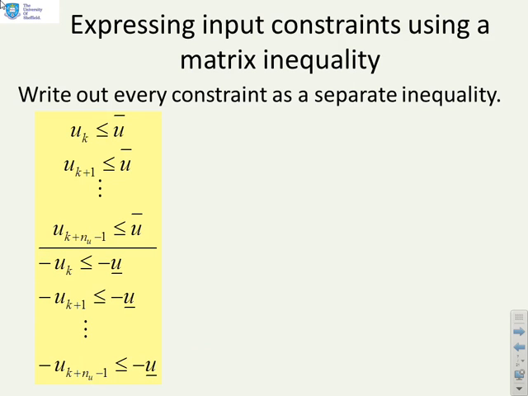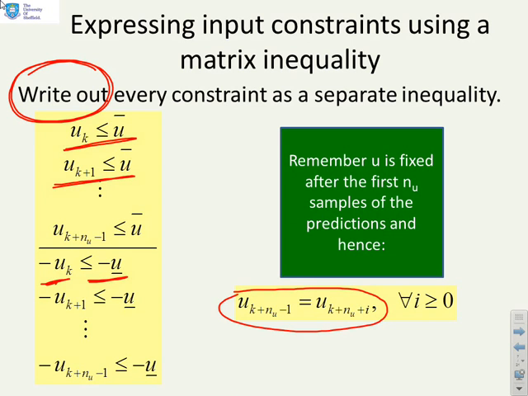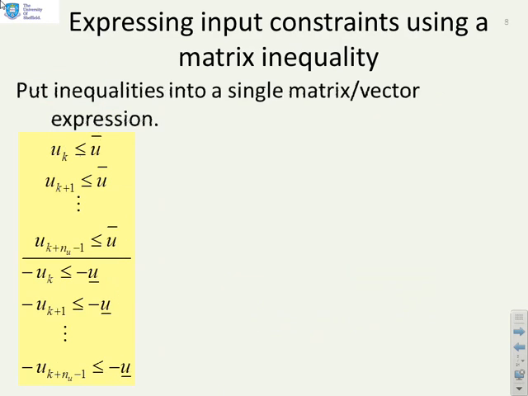What about input constraints? Well, again, the key is to write out every input constraint separately. So I've got the input is less than an upper limit at sample k, the input is less than an upper limit at sample k plus 1, and so on, and similarly minus the input is less than minus the lower limit at sample k, and so on down. And again, remember that after NU steps the input becomes constant, so I do not need to test the inputs further into the future because they're implicitly checked by the nth input.